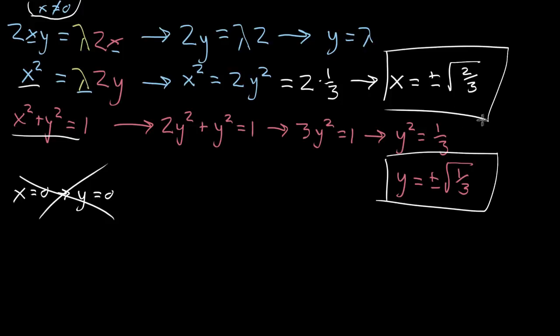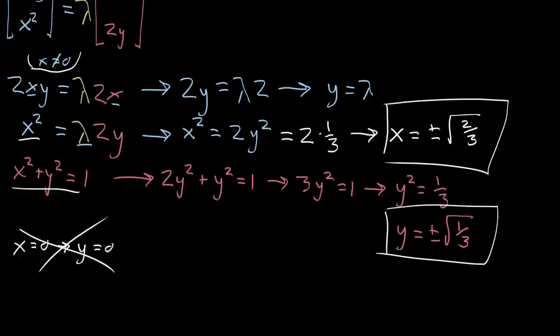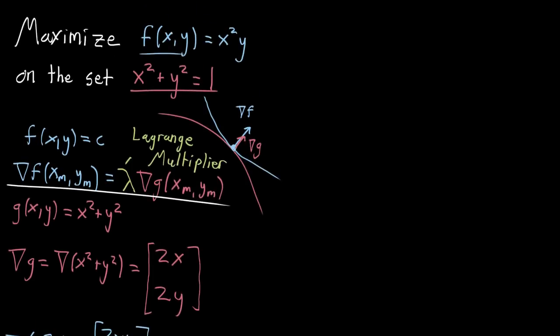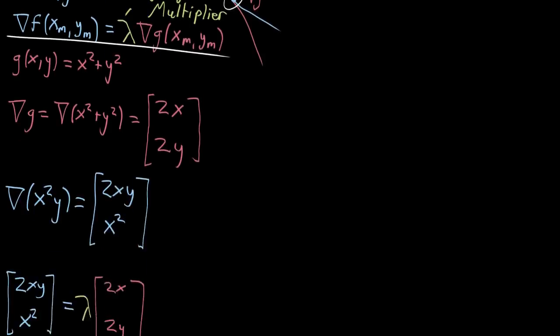So this right here gives us 4 possible solutions, 4 possible values for x and y that satisfy this constraint and which potentially maximize this. And remember, when I say potentially maximize, the whole idea of this Lagrange multiplier is that we were looking for where there's a point of tangency between the contour lines.